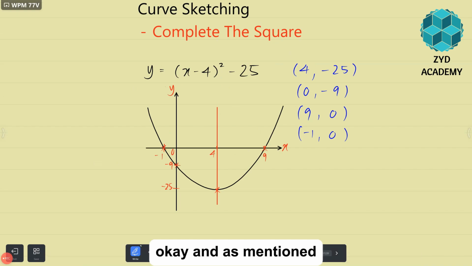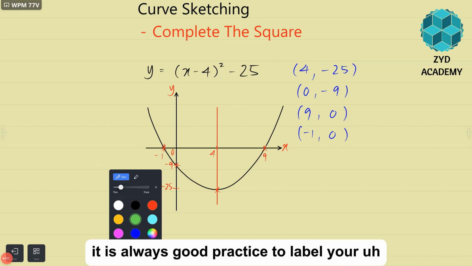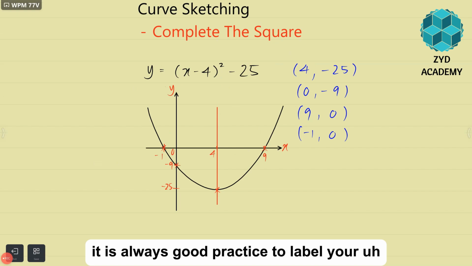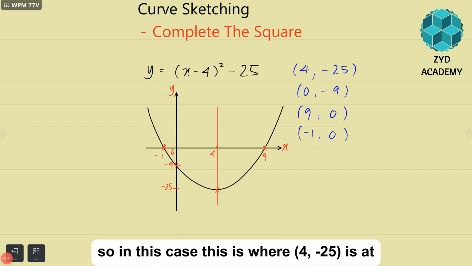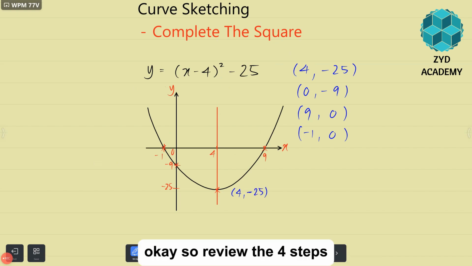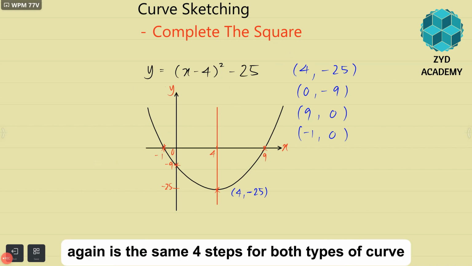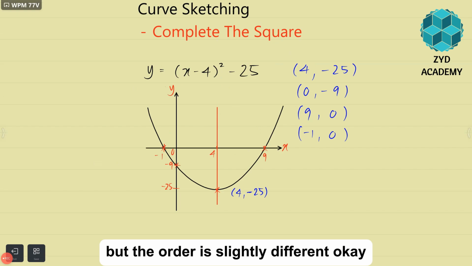Okay, and as mentioned, it is always good practice to label your turning point. So in this case, this is where (4, -25) is at. Okay, so review the 4 steps again. It's the same 4 steps for both types of curve, but the order is slightly different.